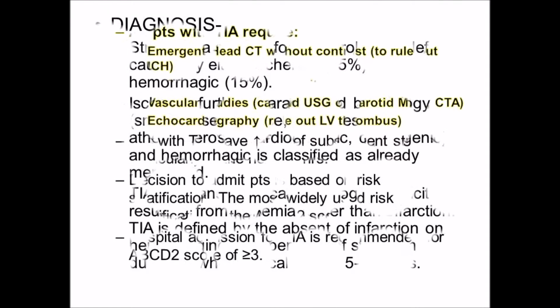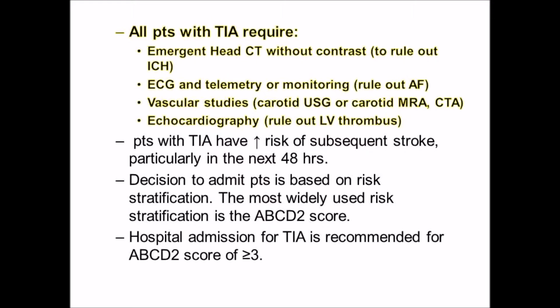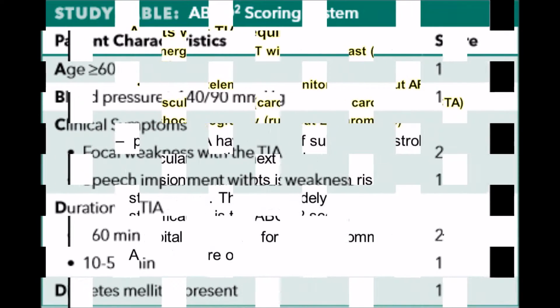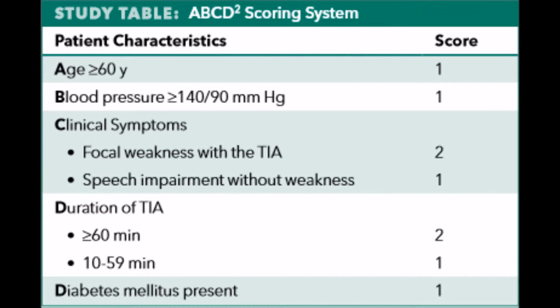It's really important to know that if a patient with a TIA comes, they need these 4 tests done because they have an increased risk of stroke within the next 48 hours. It's also required that they're admitted if their ABCD2 score is more than or equal to 3.